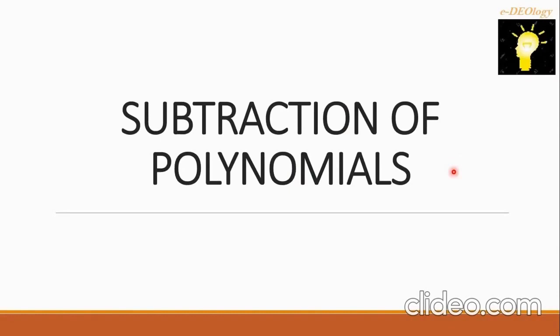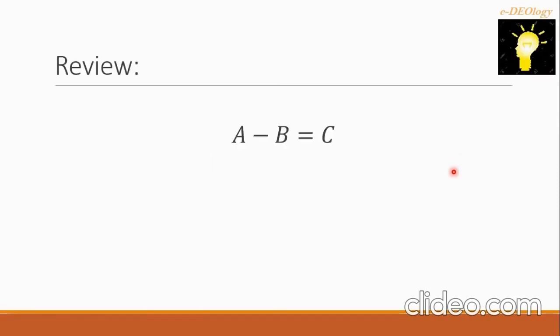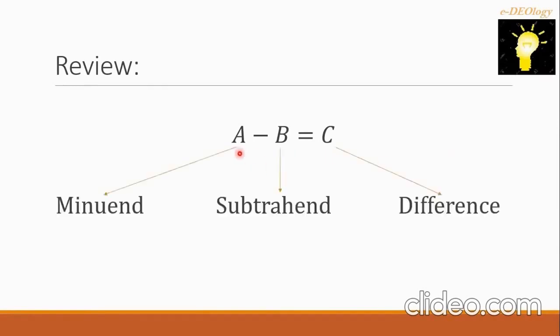Hi everyone. Today we will study subtraction of polynomials. First, let us review. Suppose there is an equation a minus b equals c. Naming the parts of these three numbers here, the first number representing a is called minuend. The second number b is called the subtrahend, and the result of this subtraction is called difference.